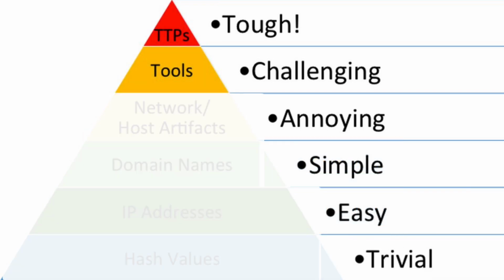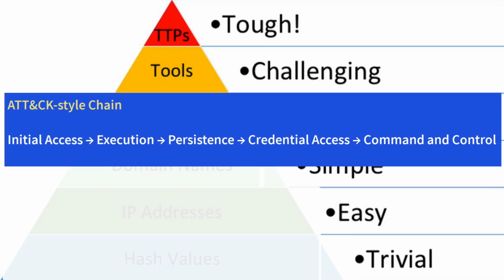At the top of the pyramid are tools and TTPs, and this is where detection becomes strategically powerful. Tool-based detection focuses on software used by the adversary, such as credential dumpers, loaders, remote access tools, or phishing kit builders. That is stronger than relying on a single hash because it generalizes beyond one sample. But the most painful layer for the adversary is TTPs. Tactics, techniques, and procedures describe the attacker's operating methods.